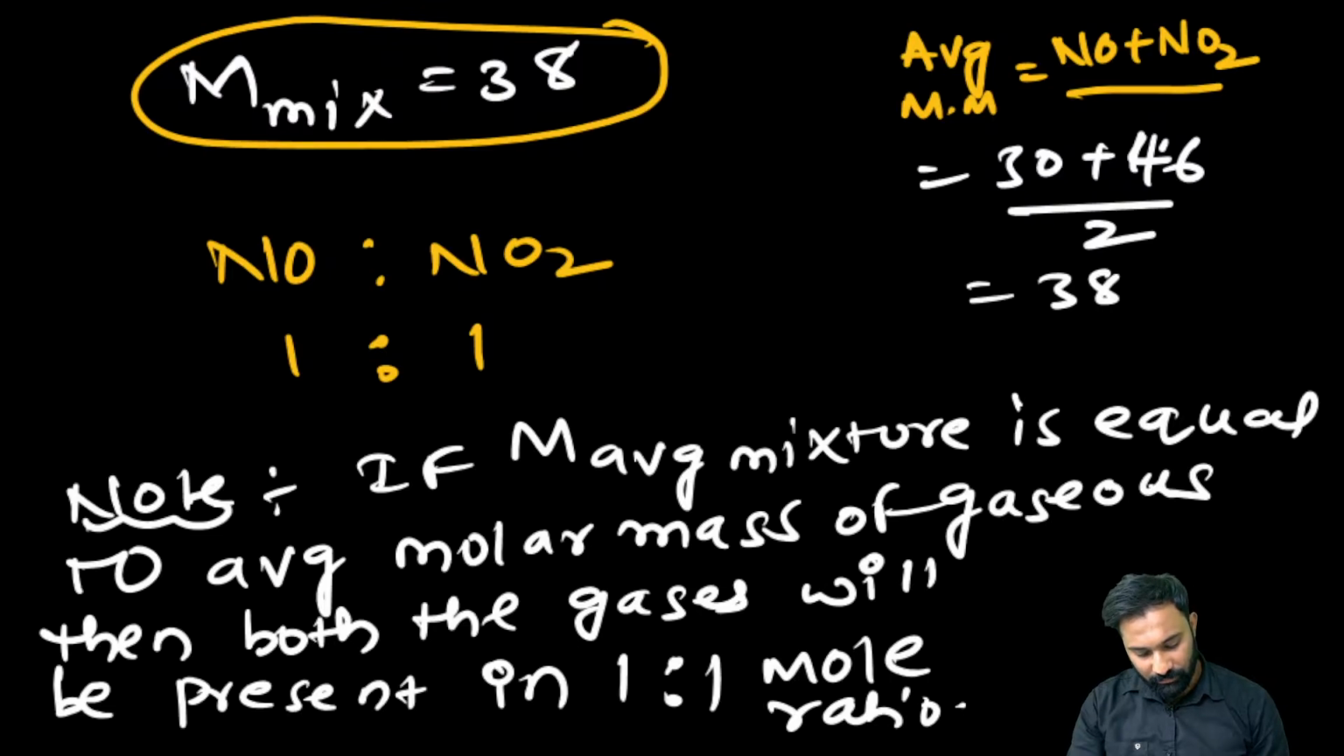Right? The next question I will give you. Now you have to say me. Use this trick: if the M average mixture and the average molar mass of that gaseous mixture have become equal, then both will be in 1:1. If both gases are not equal to the M average mixture, then you have to solve the problem. Right? Now question.